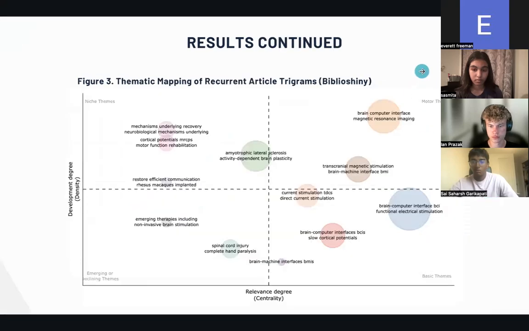See in figure 3, we can see development of abstract trigrams along with the relevance of such. Notable results include the high development and centrality of magnetic resonance imaging, the high relevance but relatively low development of functional electrical stimulation, or FES, and slow cortical potentials, and the lesser relevance yet high development of amyotrophic lateral sclerosis and activity-dependent brain plasticity.